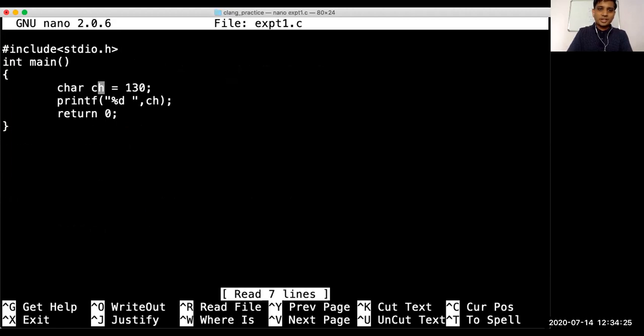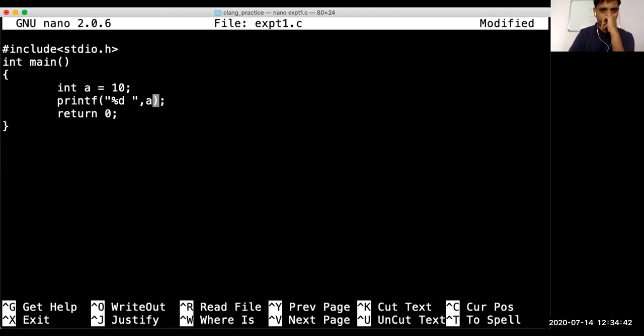Okay, so now just give me the answer here. Integer a is equal to 10 and percentage d a. So what is the answer? 10. Correct? Everyone says 10. Now it is percentage x. Suppose I'm giving another variable name, to remove confusion.